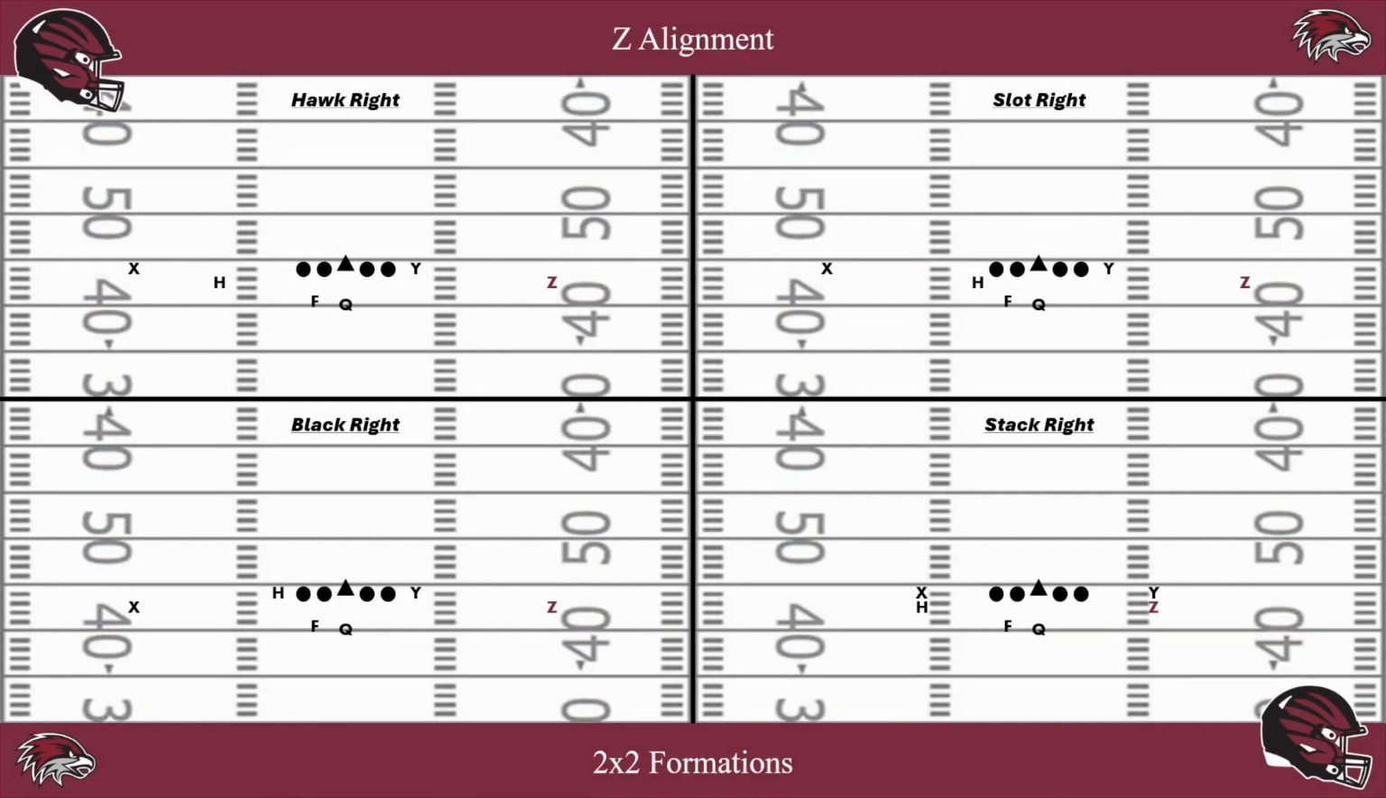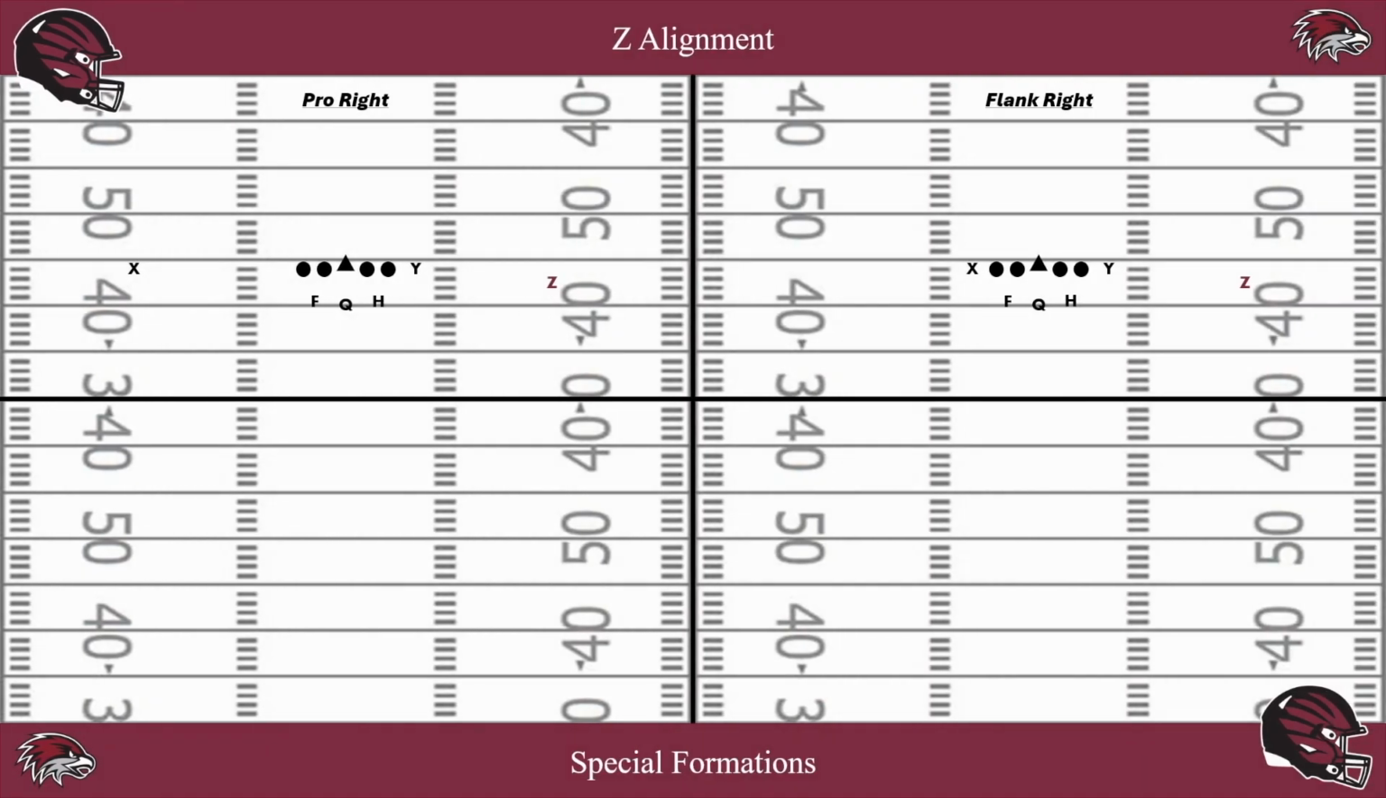In hawk, slot, and black, the Z aligns normally, and then in stack, the Z is going to stack behind the Y. In both pro and flank, the Z just aligns normally.